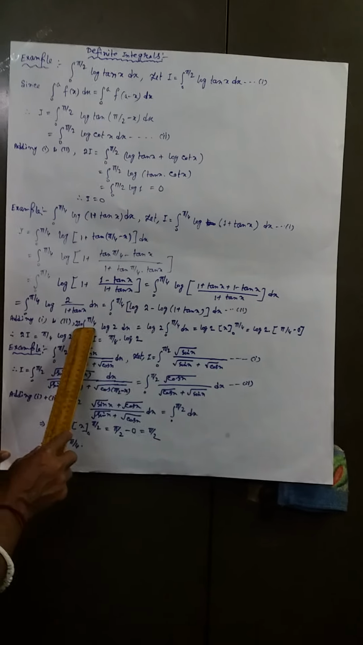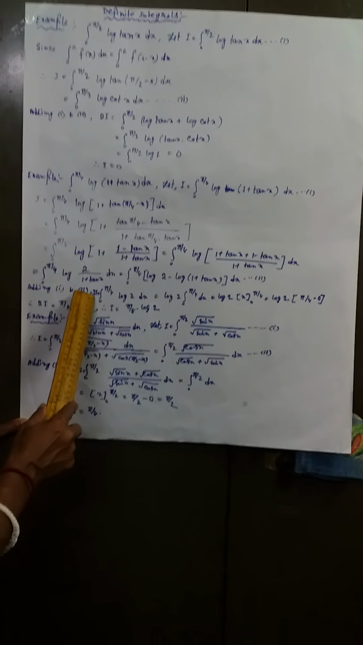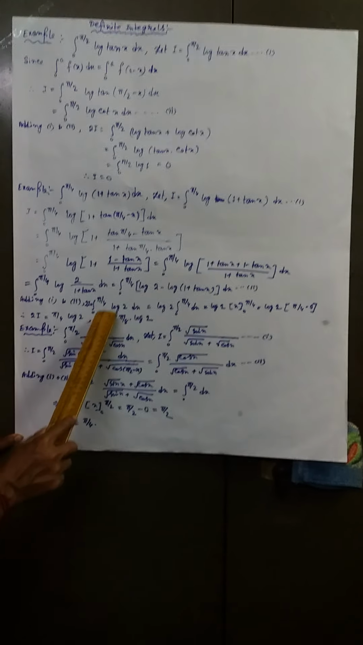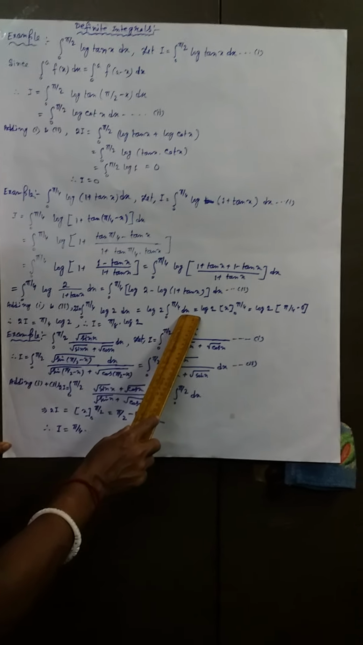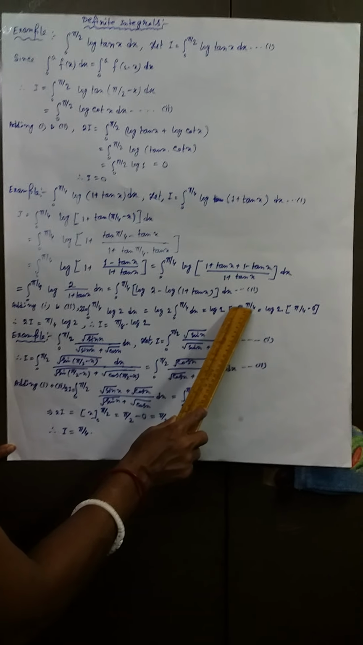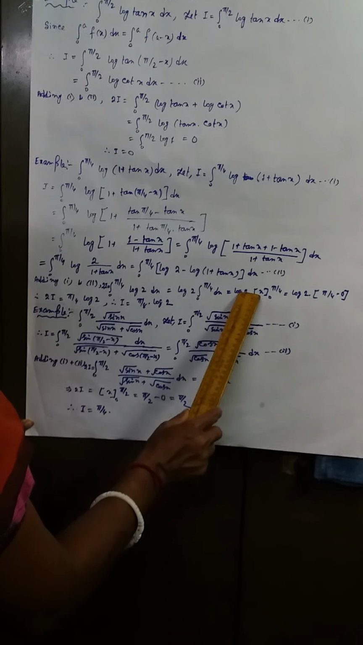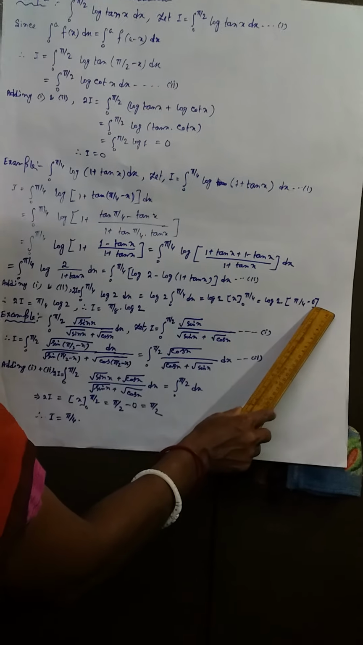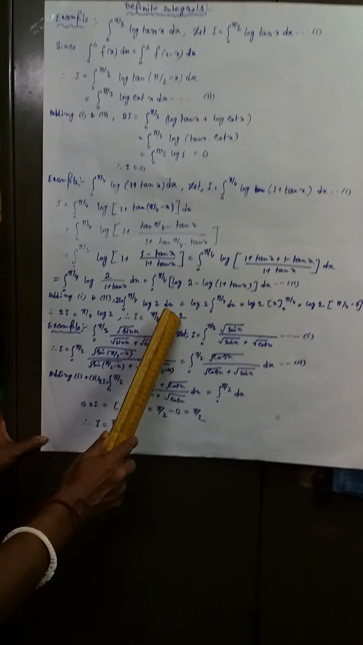Now adding 1 and 2, we get 2I, I plus I, 2I equal to the integral from 0 to pi by 4 of log 2 dx. Log 2 is constant, so log 2 times the integration of dx from 0 to pi by 4, and integration of dx is only x, so log 2 times x, with lower limit and upper limit, so log 2 times (pi by 4 minus 0), that is pi by 4 log 2, so I equals pi by 8 log 2.